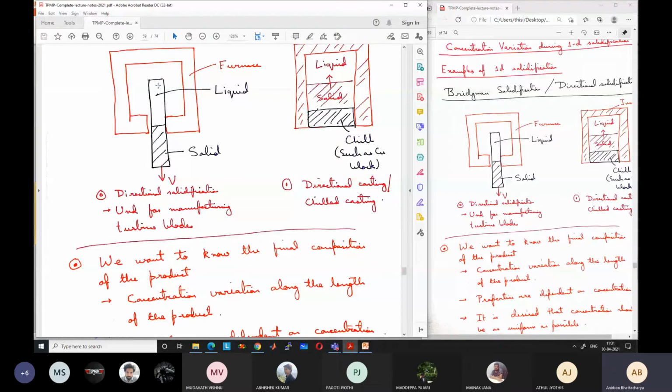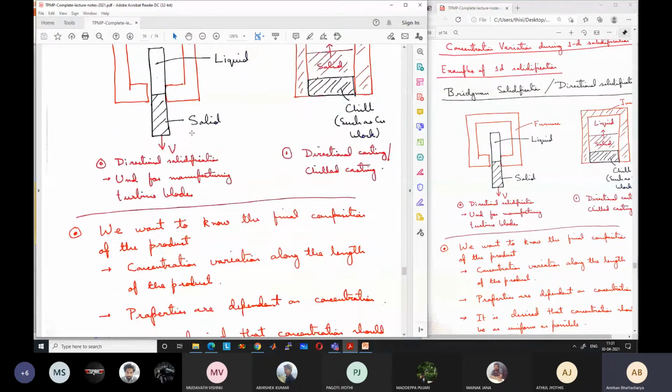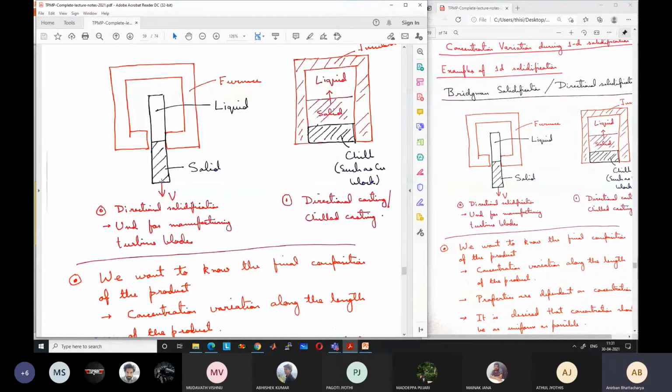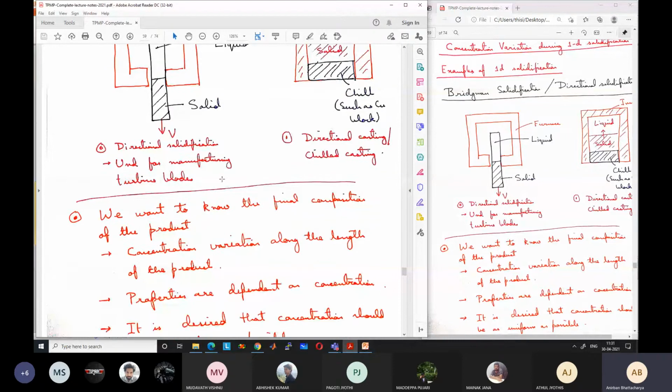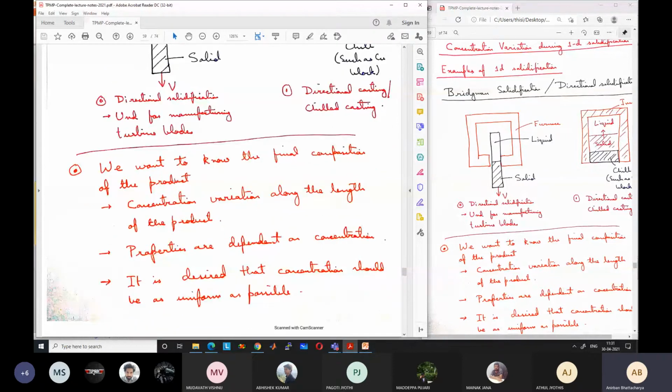All the other materials we are putting together as B. Or 50% nickel, 50% B. So we want to see what the concentration of nickel and the concentration of B is, going from the bottom to the top, because it will vary along the solidification. So we want to know the final composition of the product, which is the concentration variation along the length of the product.